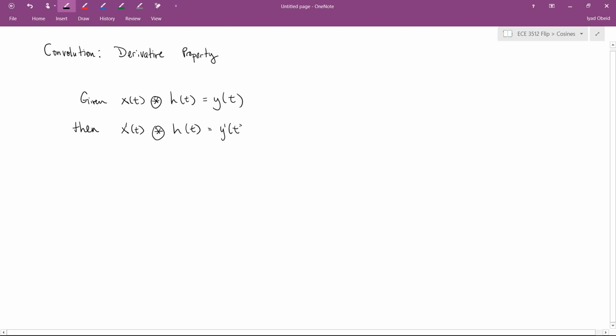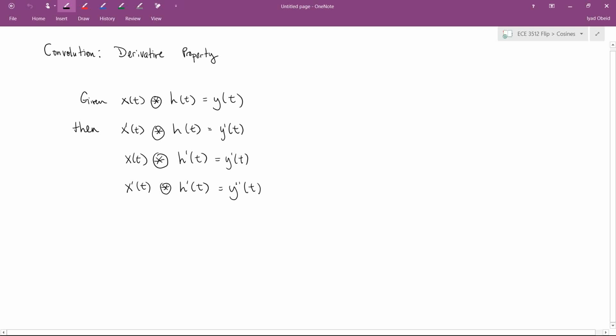derivative of the output. And so that would also mean that it doesn't matter which one you take the derivative of. If you take the derivative of h of t, you get the derivative of y of t. And funnily enough, if you take the derivative of both x and h, you wind up with the second derivative of y.